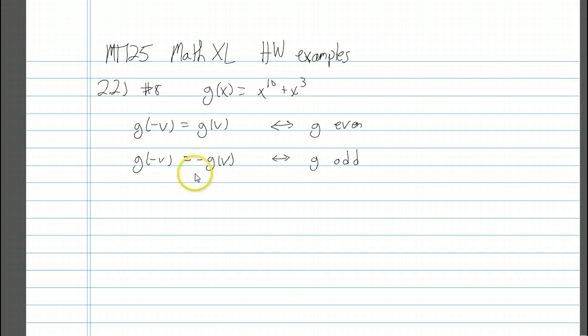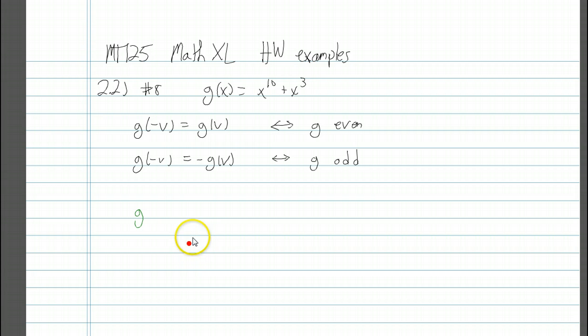Okay, so just to remind you, the algebraic condition to check is that if you plug a value into your function and its opposite, you get the same result, then g is even, if that's true for every number. If you plug a number in and its opposite, they should be off by a negative, and that'll mean the function's odd.